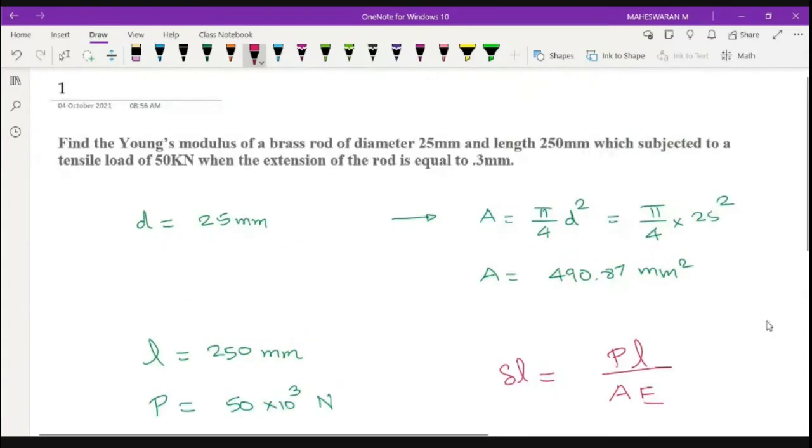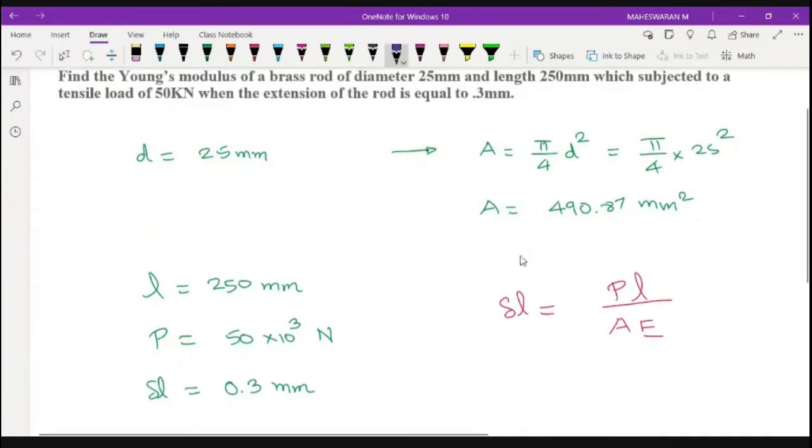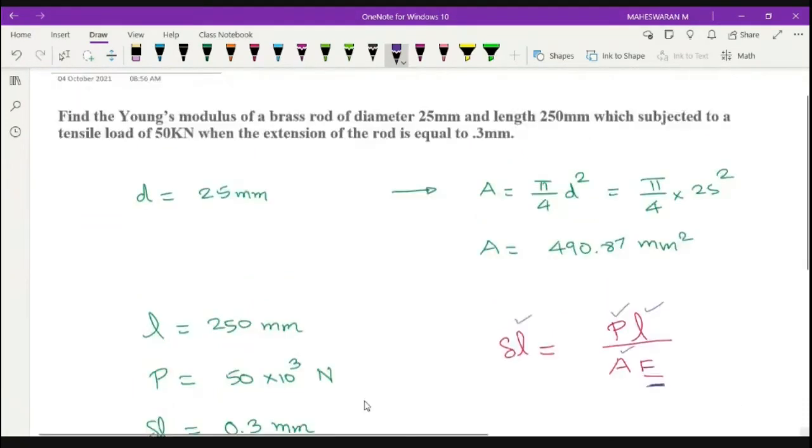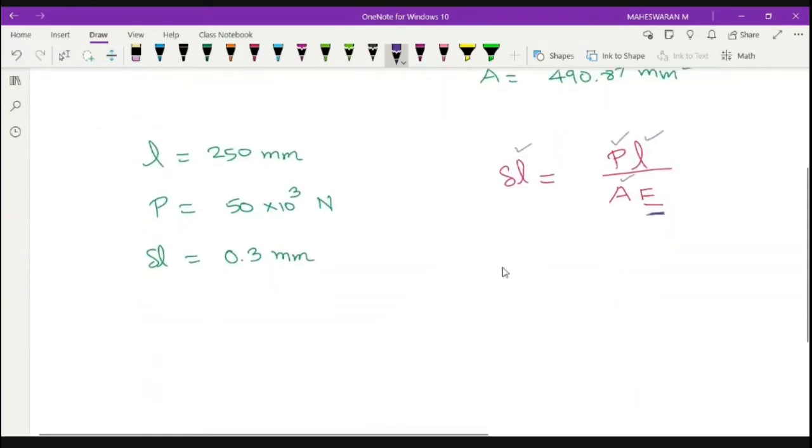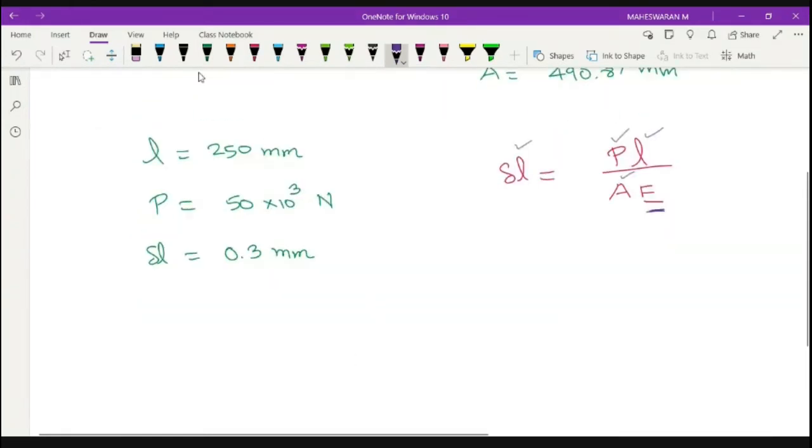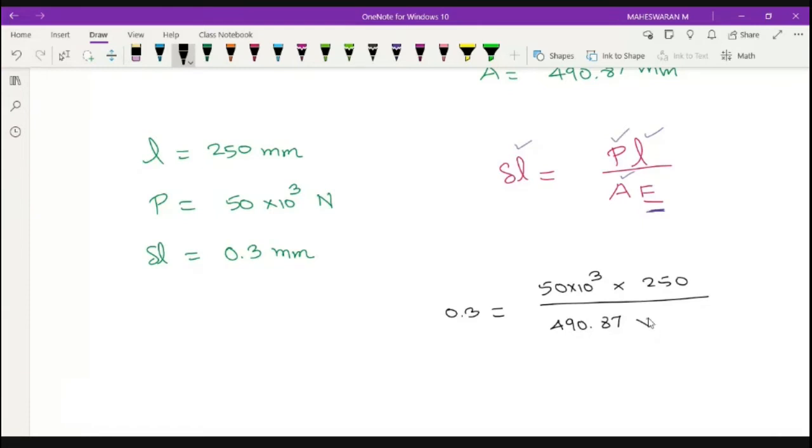Just look at this data. The change in length del L is given. P is known, L is known, A is known. The only unknown is E, which is what they are asking to identify. Just substitute it and you will get the value. So 0.3 is equal to P, which is 50 into 10 power 3, into L, 250, divided by A, which is 490.87, into E.